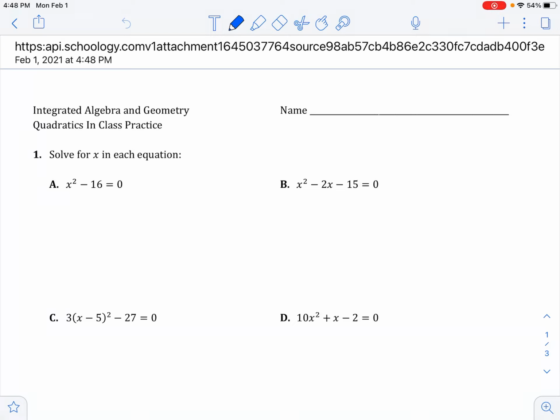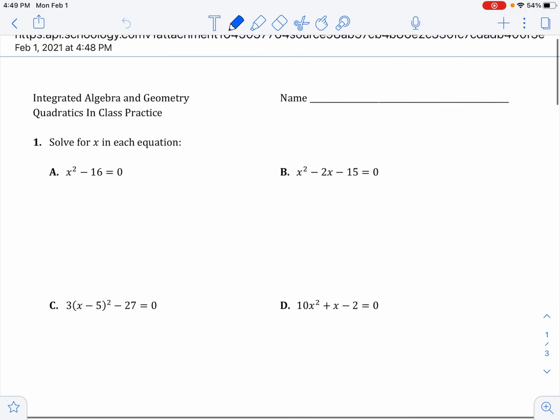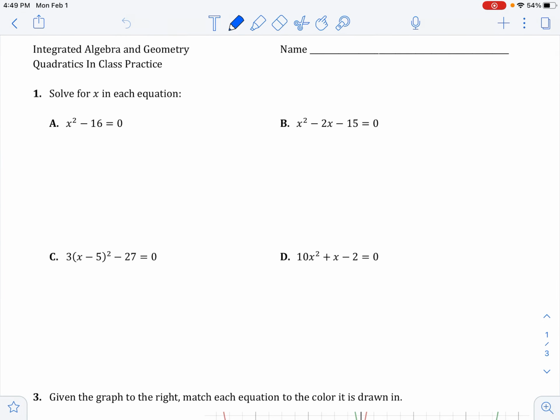All right, so this is straight up quadratics practice. There's nothing on here that you haven't learned before. We're just going to go through it, make sure that you feel confident. If you need a little extra help, this is a good place to get it. All right, so these, let's say 4, are solve for x in each equation.